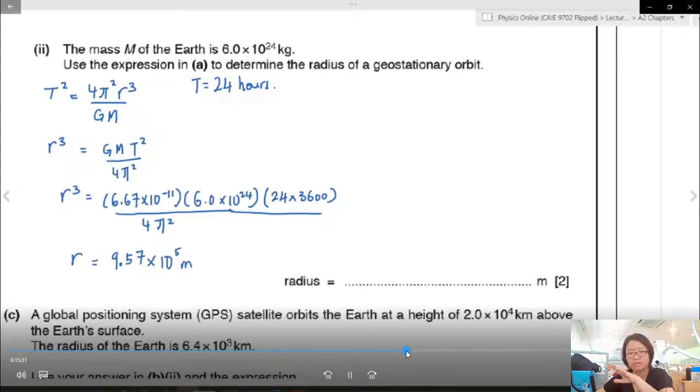It's a common mistake from the examiner's report, that students do not think about whether the value makes sense or not. For example, this is just 900 km. 900 km is not that big. All right, so this is because I've forgotten to include the square. You can see, it's supposed to have a square.